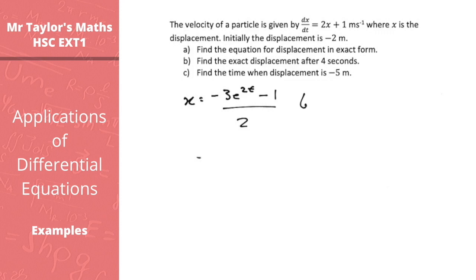Then for part B, find the displacement after 4 seconds, and that's easy enough. -3e to the 2 times 4, which is 8, minus 1, over 2. That's it. Leave it in exact form. Part C is find the time when displacement is -5. So -5 equals -3e to the 2t minus 1, over 2. We can times by 2.